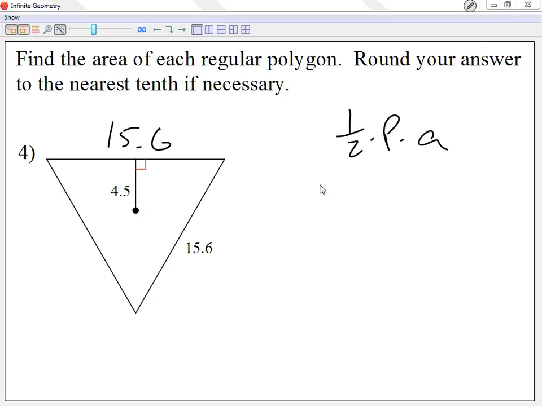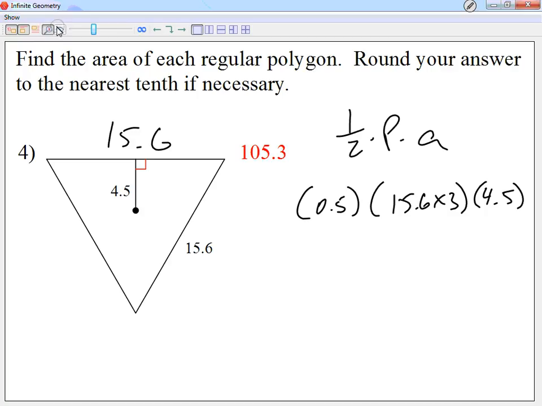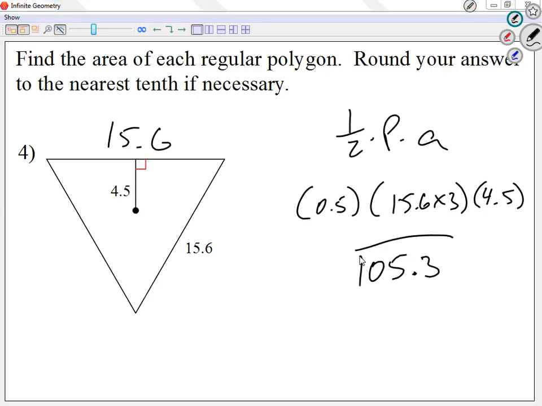Okay, so now here, 1/2 is 0.5. The perimeter is 15.6 times 3, and then the apothem is 4.5. I'm just going to go ahead and multiply everything across, and I get 105.3. Just because you see a triangle, don't think it's like the triangle from yesterday, because you don't have the height. You have the apothem. So simple. Any questions?